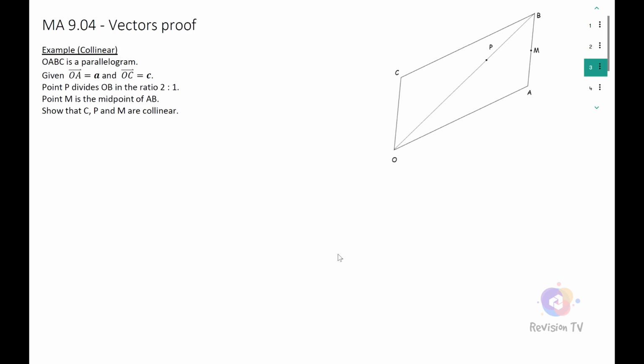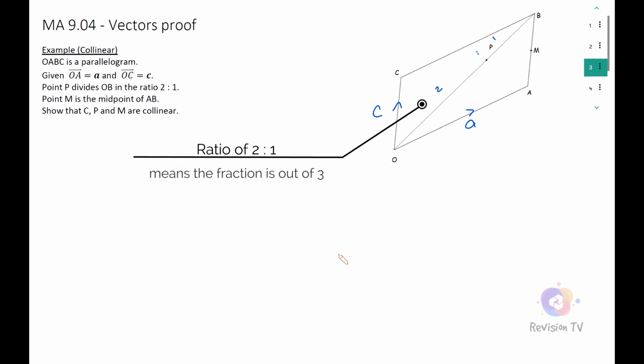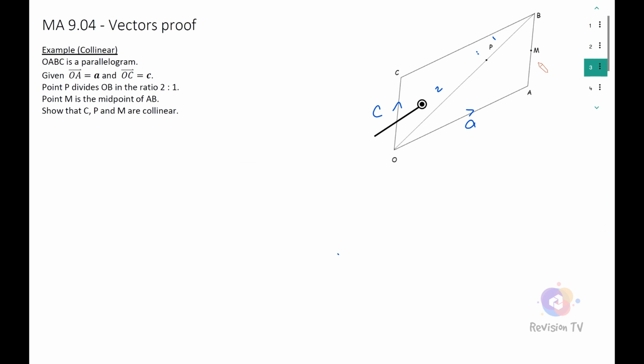All right. Next example, we are looking into collinear. OABC is a parallelogram, we're told. Given OA equals A, so draw an arrow with a pencil, O to A is A, O to C is C. Point P divides OB in the ratio of 2 to 1. That means the whole line is out of 3, not out of 2. Next, point M is the midpoint of AB, so they're equal again. Show that C, P, and M are collinear.